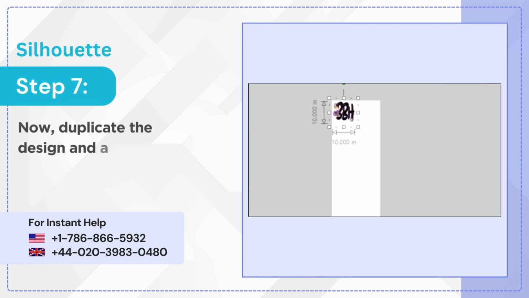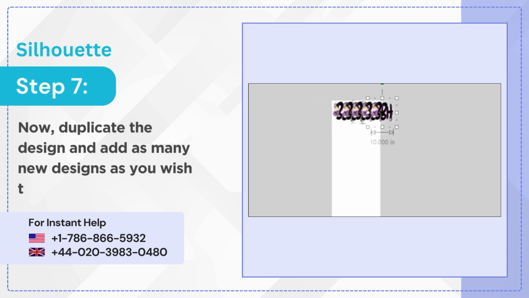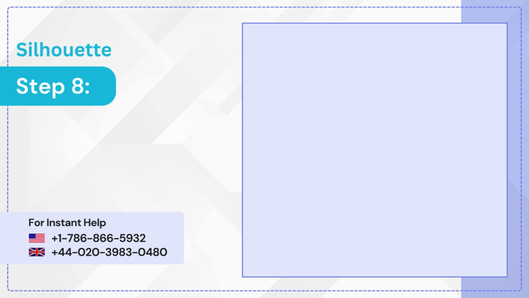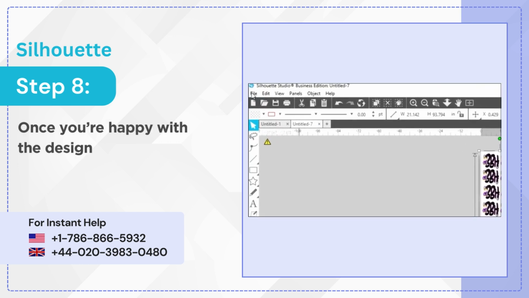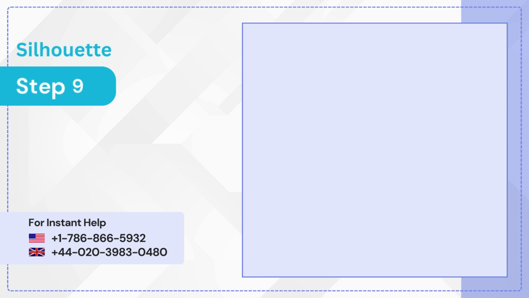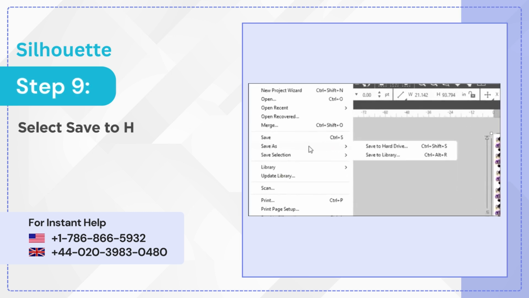Step 7. Now duplicate the design and add as many new designs as you wish to fill the set media. Step 8. Once you're happy with the design, go to File and select Save As. Step 9. Select Save to Hard Drive.